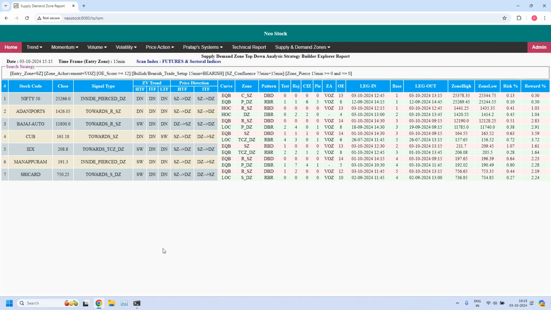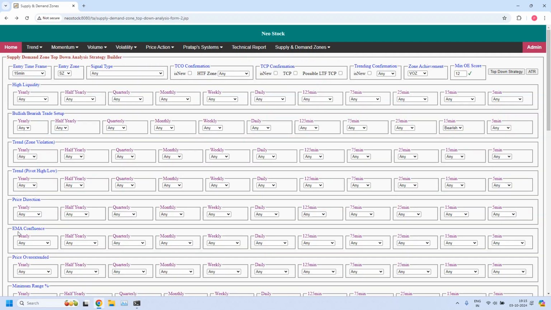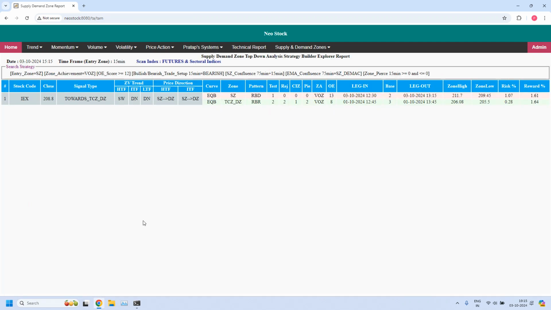If any of these stocks have a daily EMA confluence, it is a high probability setup. Let's verify. In the EMA confluence, I enabled the 75 minutes supply zone with the daily EMA confluence filter. One stock is filtered. It's a high probability setup. But IEX is already tested once. And it is a normal supply zone, not high liquidity.